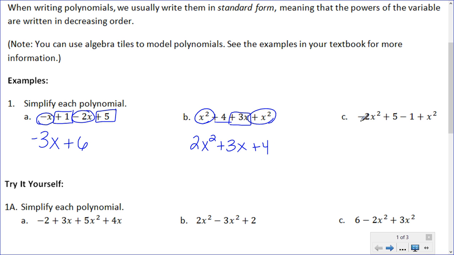Okay, one more. So again, here we look for the highest power on x, and I see a negative 2x squared here to go with a plus x squared there. So negative 2 plus 1 is negative 1, or just negative x squared. And then we also have these two numbers, plus 5 and minus 1. And when we add those, we get plus 4.